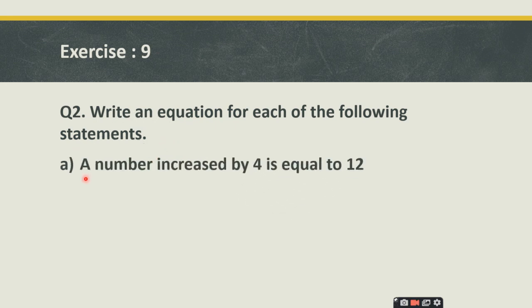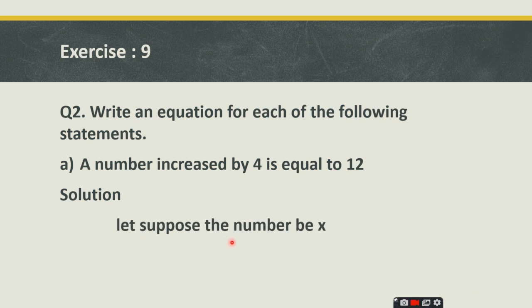Now the statement is a number increased by 4 is equal to 12. Let's see how can we write the equation for this statement. Let's suppose the number be x. Then a number is increased by 4 means x plus 4 is equal to 12. So the equation is very simple, x plus 4 is equal to 12. Now let's move on to the second one.